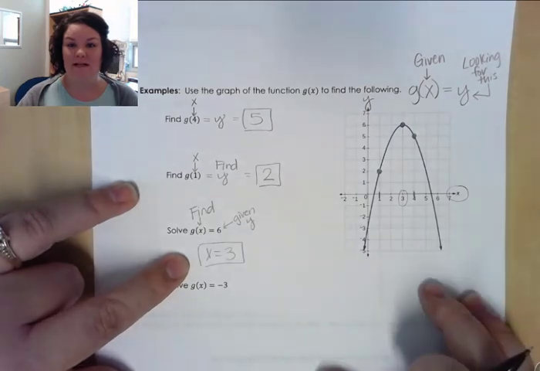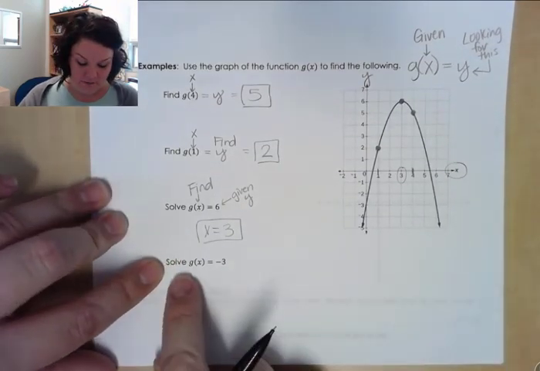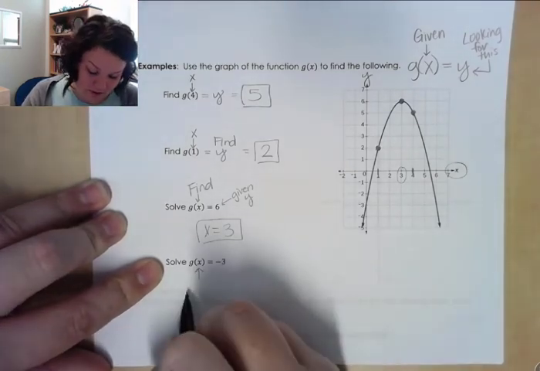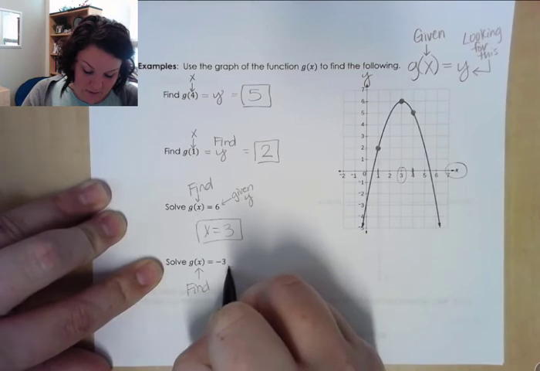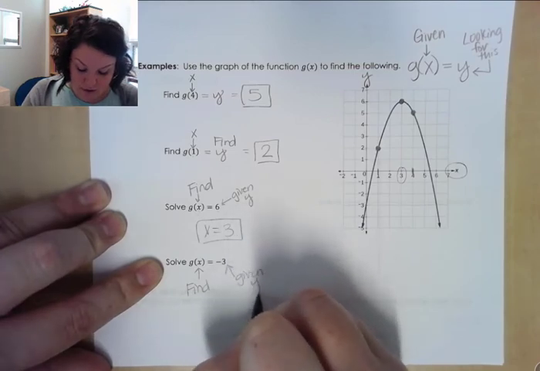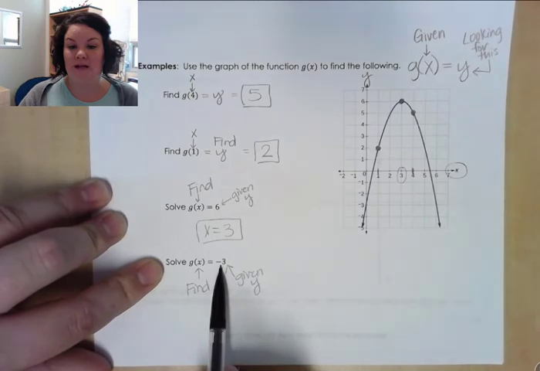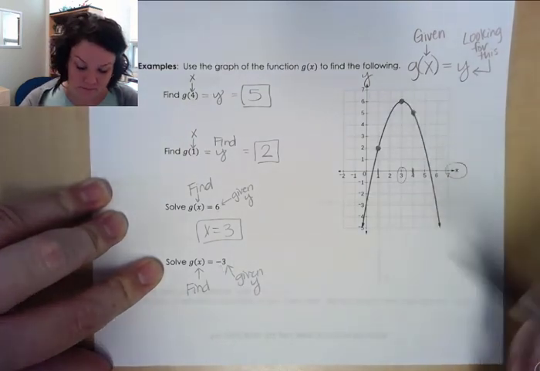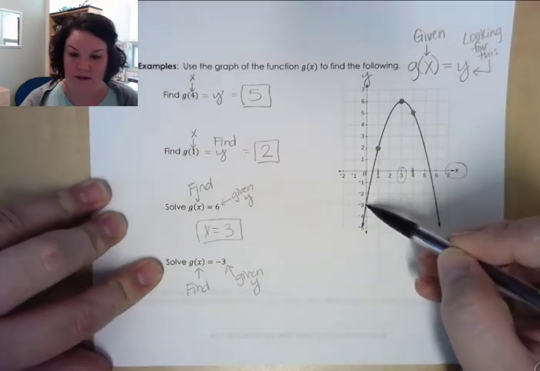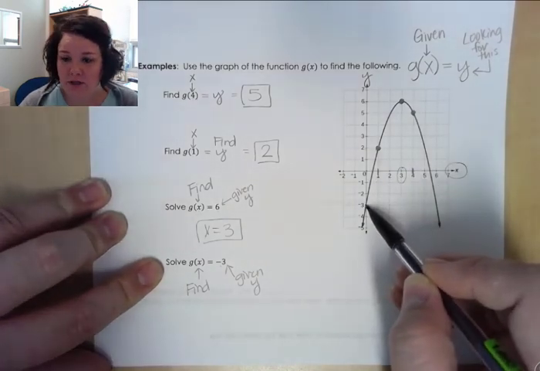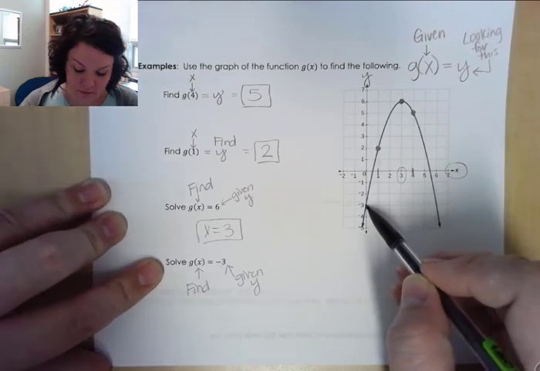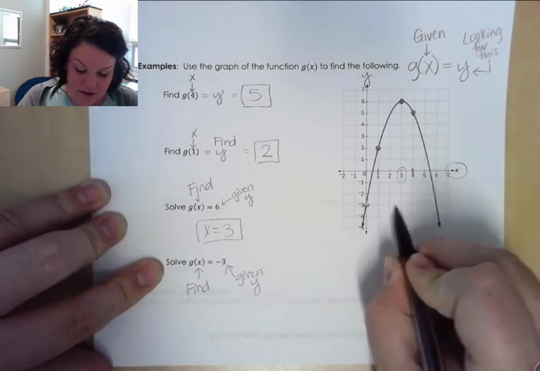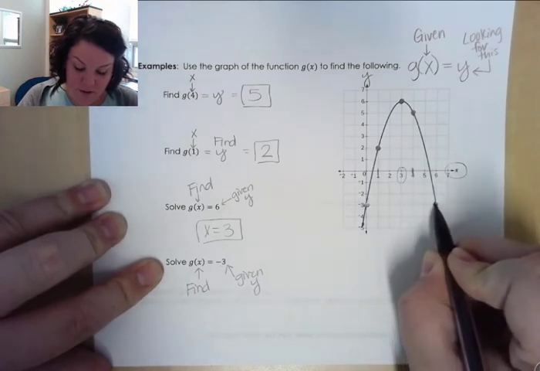Okay, let's look at one more, same idea. Solve g of x equals -3. Notice we're not given our x value, so that's what we have to find, and we are given the y value. So we know that our y is equal to -3. We're going to go to our y-axis, which is the vertical one, and go down to -3. I want to know where on my picture does it have a y value of -3? Well, it has a y value of -3 right here, and if I trace across, it also has a y value of -3 right here.